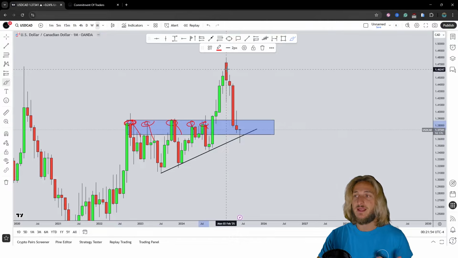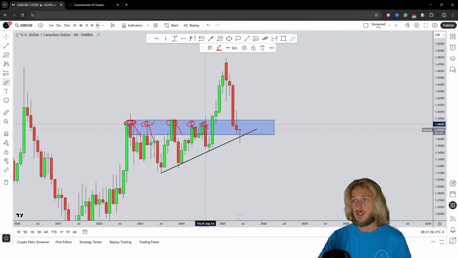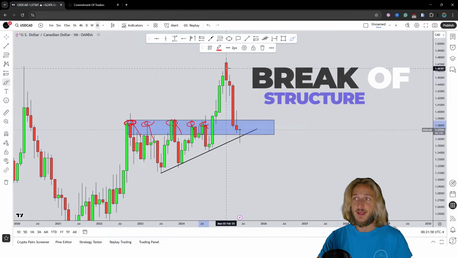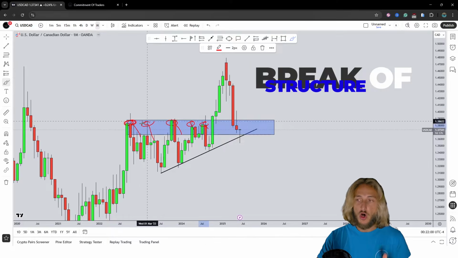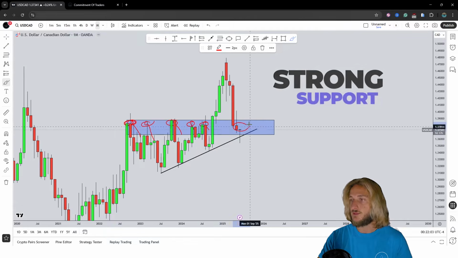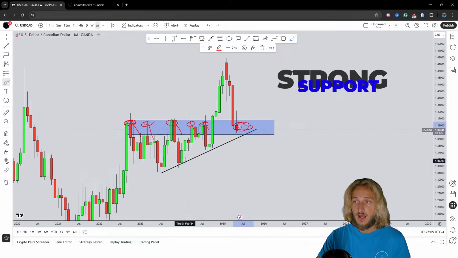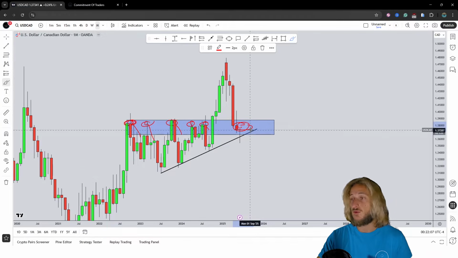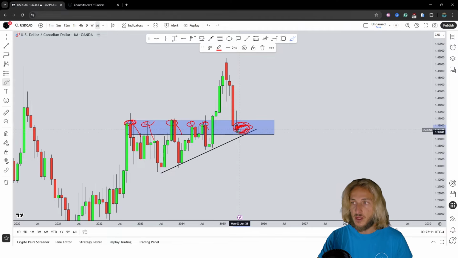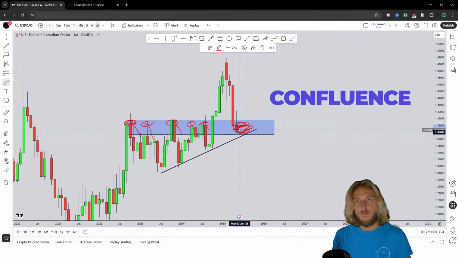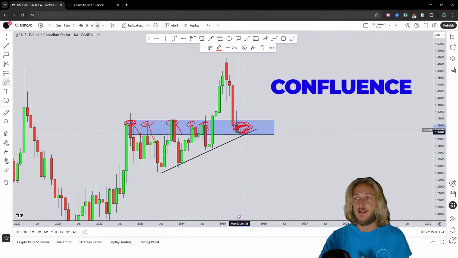And what we know is that in the market, when you have a previous level of resistance and that level then gets broken to the upside, all that previous resistance becomes support. And we also have this trend line to the upside, which is lining up exactly in this zone. So essentially, we have a confluence of support area exactly here.